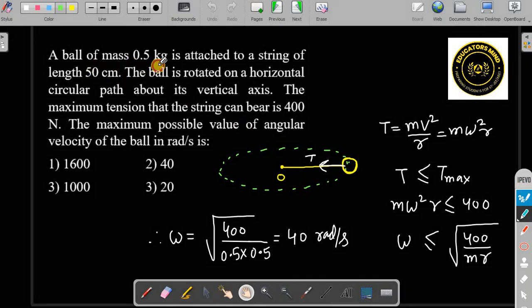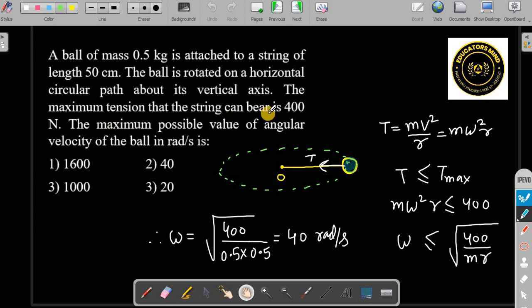A ball of mass 0.5 kg is attached to a string of length 50 centimeter. This is a string attached to a ball. The ball is rotated on a horizontal circular path about its vertical axis. So this is the vertical axis, and the ball is rotating about that vertical axis. That means it's a horizontal circular motion.